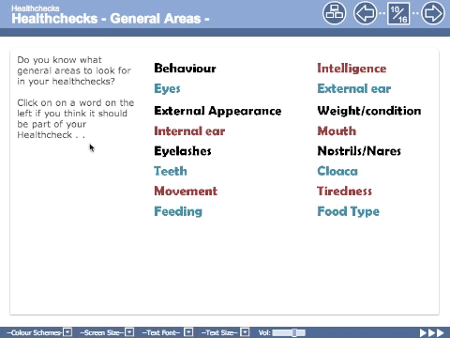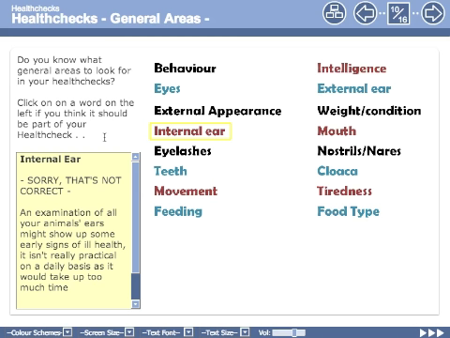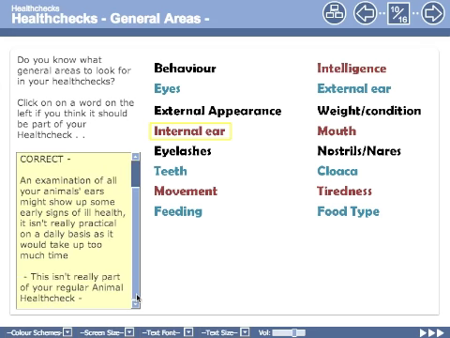So for example, if the learner thinks it's external experience, they click on it and it tells them, yes, that's correct, and then there's a bit of additional information. Lumps, bumps, blisters should be investigated further. So say for example they think that internal ear inspection should be part of the health check. Unfortunately, that's not correct. An examination of all your animal's ears might show up some early signs of health, but it isn't really practical on a daily basis, as it would take up too much time. This isn't really part of your regular animal health checks.